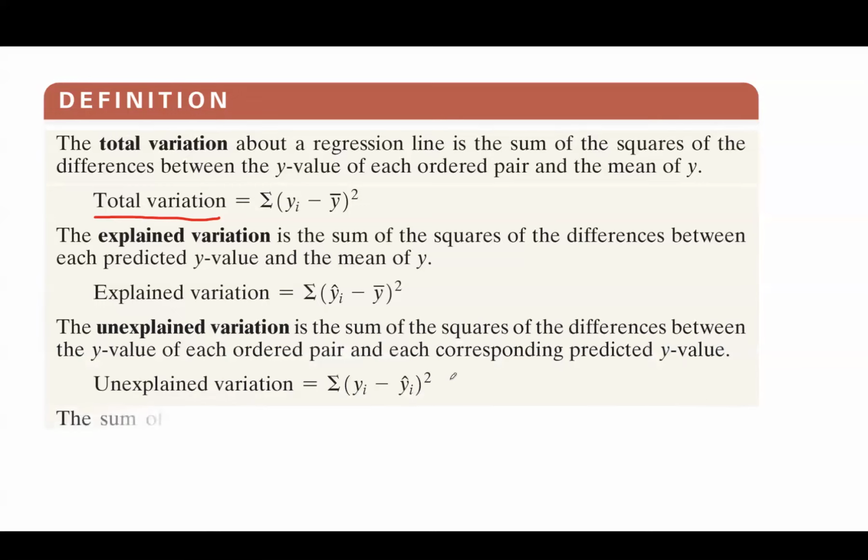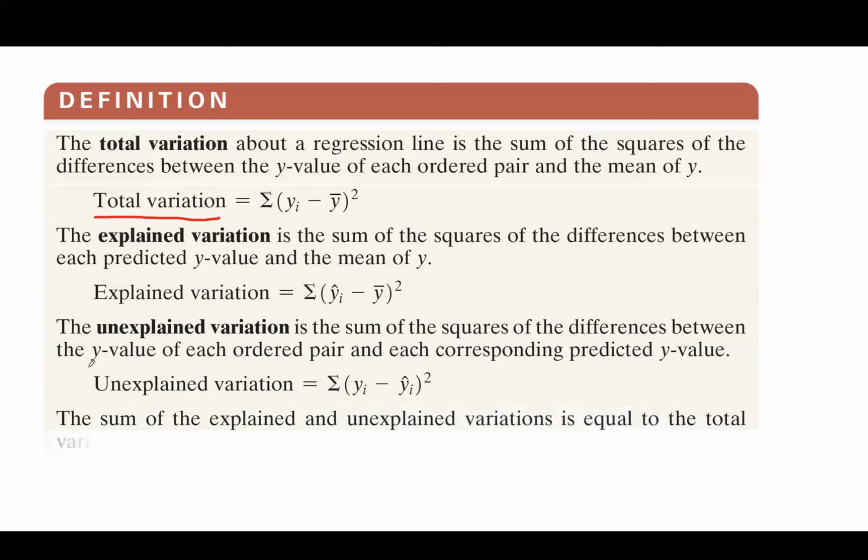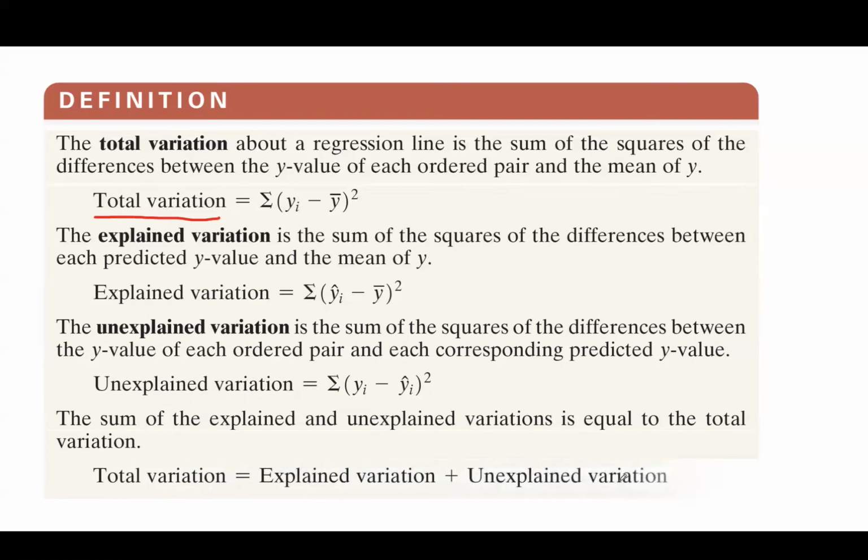And as we mentioned before, the total variation is the sum of explained variation and unexplained variation. We can write it this way as well. Total variation is explained variation plus unexplained variation. But what's the use of these? We're going to use this to introduce the idea of the coefficient of determination.